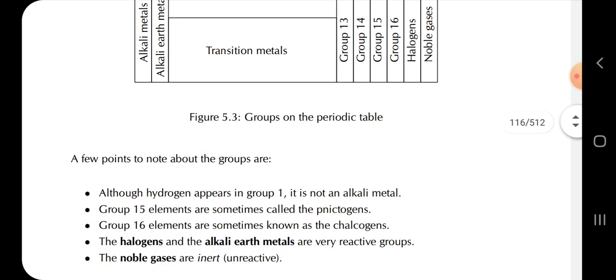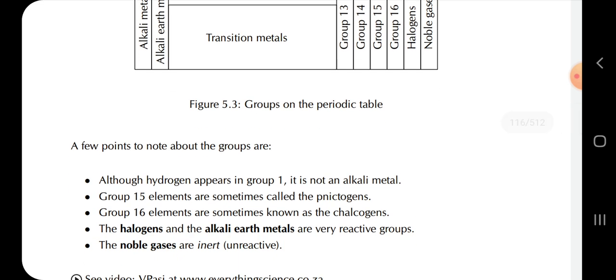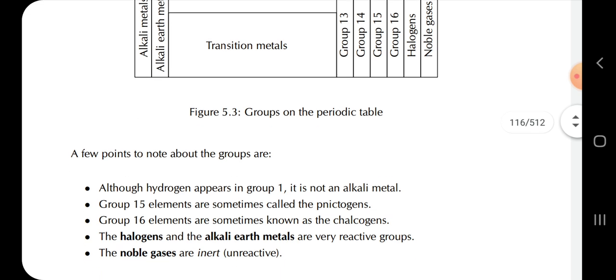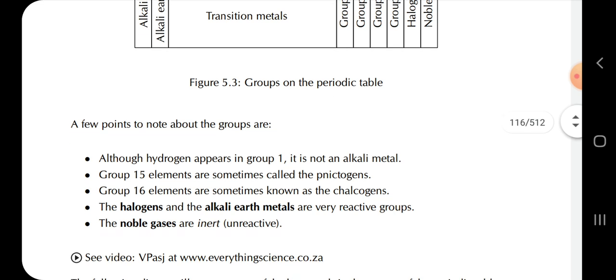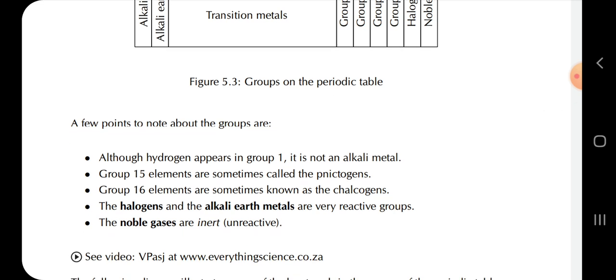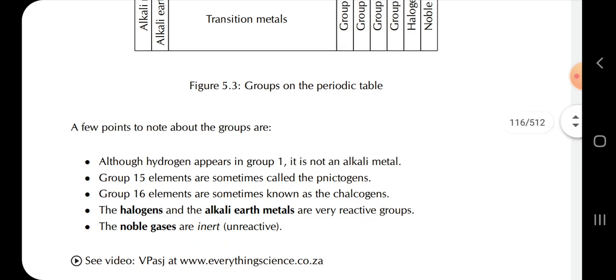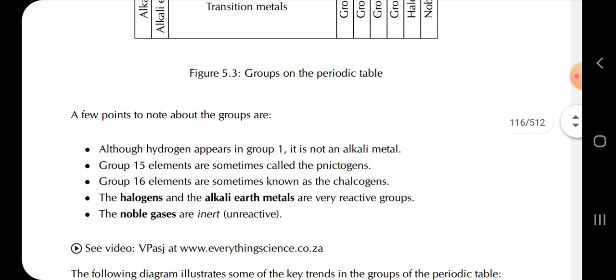And then another thing, a few points, is that although hydrogen, the H, appears in group 1, it is not an alkali metal. So group 15 elements are sometimes called nitrogens, and then group 16 elements are sometimes called halogens, and then the halogens and the alkaline earth metals are also reactive groups, noble gases are unreactive. So those are the things that you need to know with your periodic table.